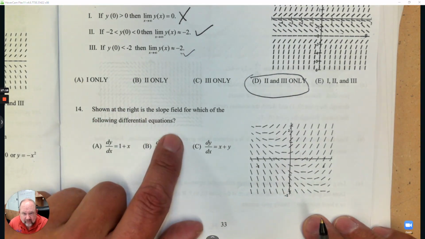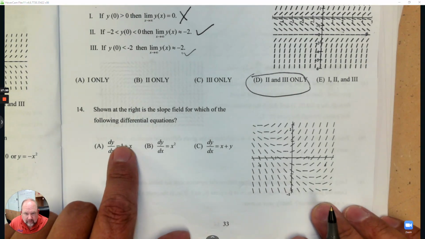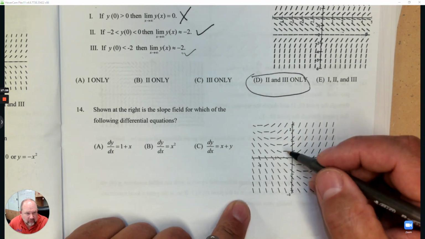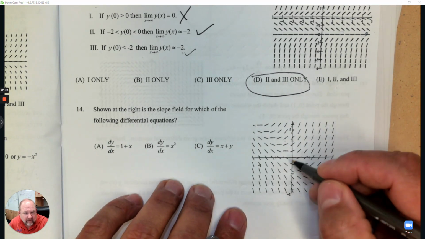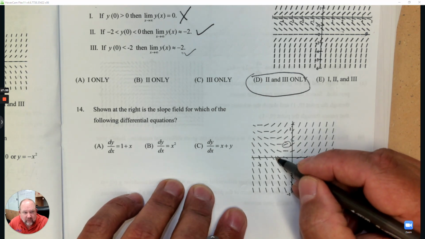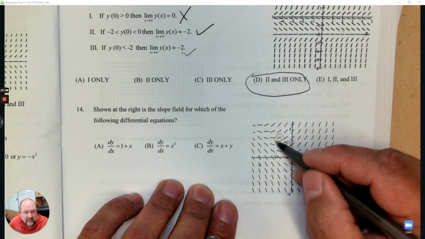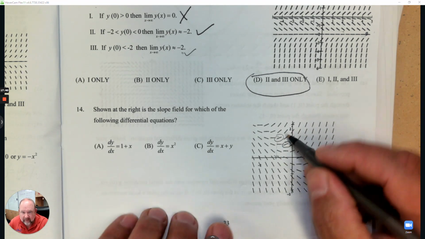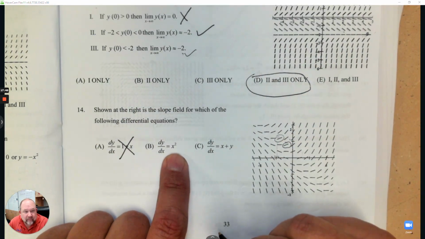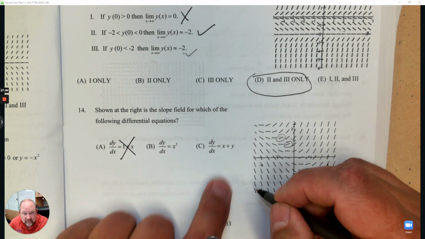Shown at the right is a slope field for which of the following equations? So it could be 1 plus x, this, and so on. So I like picking out a point, maybe where there's a positive and negative in terms of it. So let's say I pick out a point like here. So if I pick out -1 and +1, it should be positive, right? So if I put in -1, I get 0. If I put in -1, I get +1. And if I put in -1, +1, I get 0.